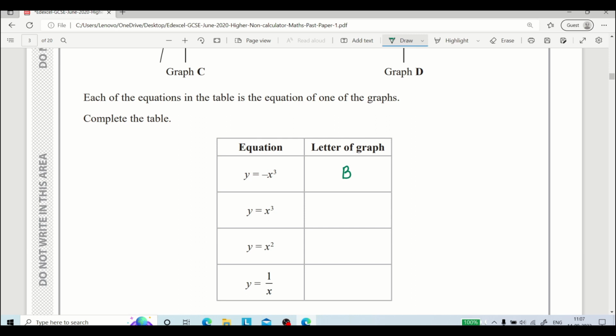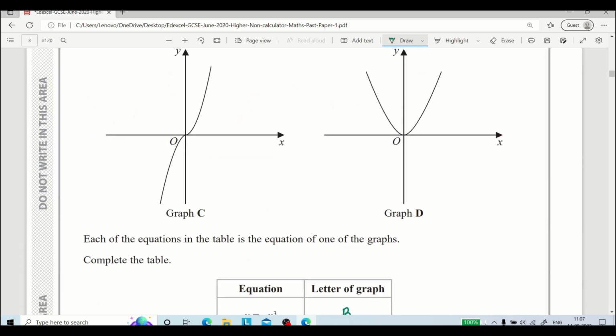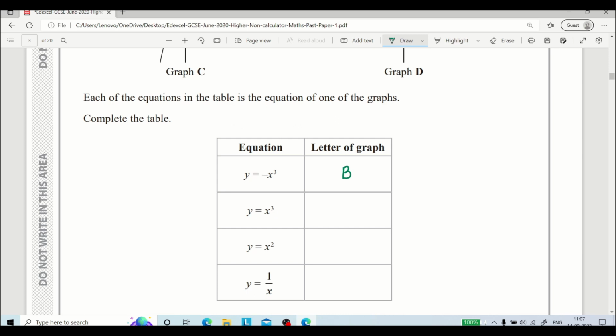Now moving on to y is equal to x cube. Y equal to x cube, here we'll just have this part, right? Because we do not have any negative sign. So that is going to be y equals x cube. So this gives us the second equation mapping to graph C.